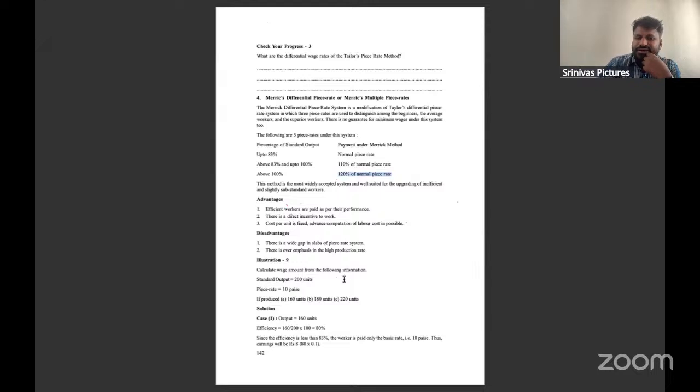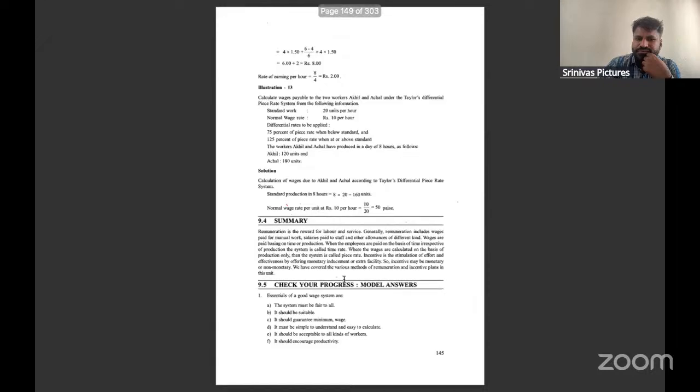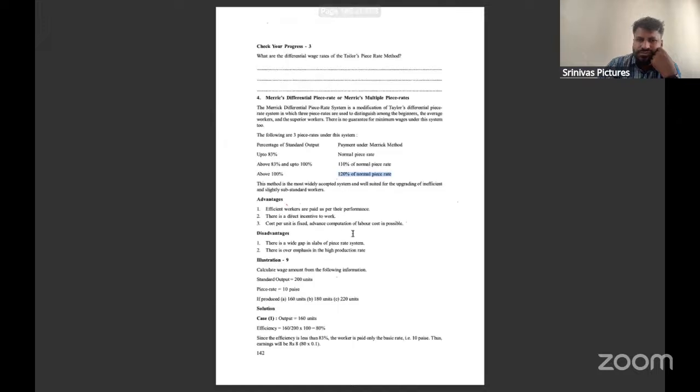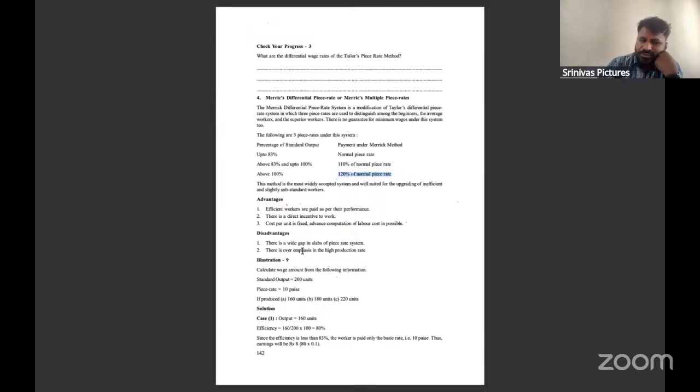Let us discuss one problem. Yeah, this one is the problem. See, what is the question? Calculate wages amount under the following. Standard output is equal to 200 units. Piece rate is equal to 10 paise. If he produces 160 units, if he produces 180 units, if he produces 220 units.